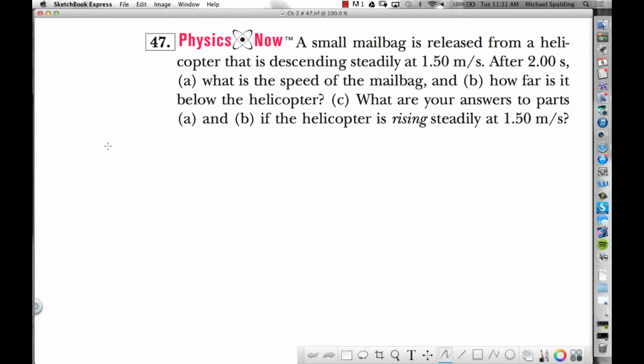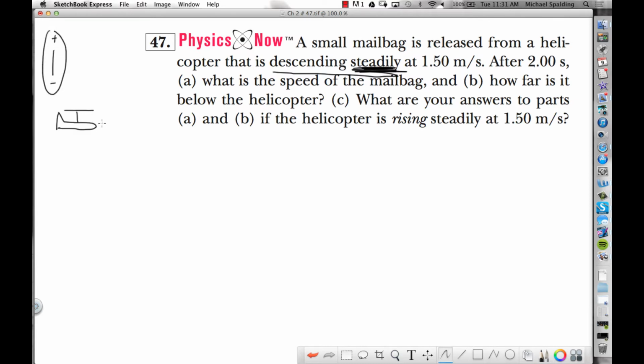Okay, 47. So we have a helicopter that's descending steadily. So what does the word steadily tell us? Constant speed. So we've got this helicopter. Your picture does not have to be pretty. So here's the helicopter right here. Sign convention: down is negative, up is positive.